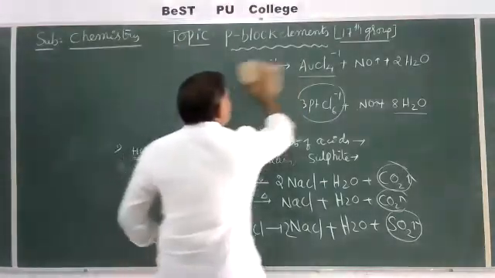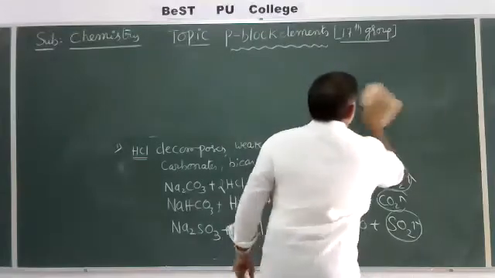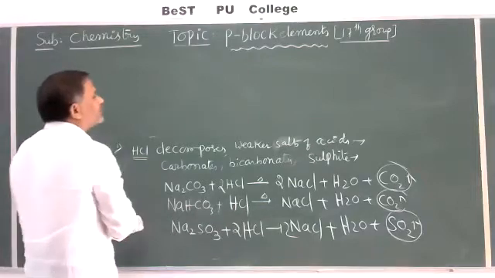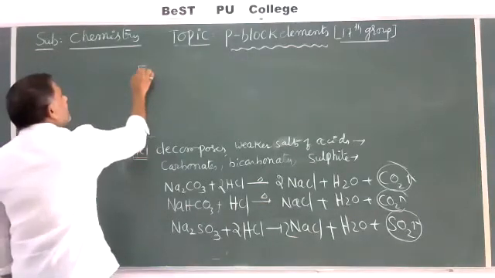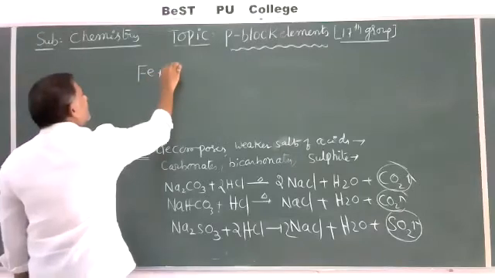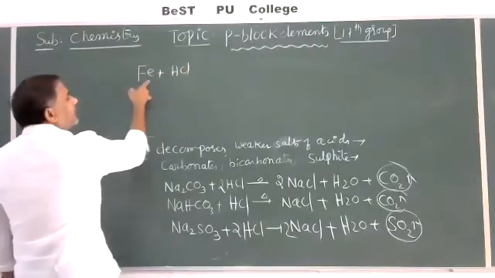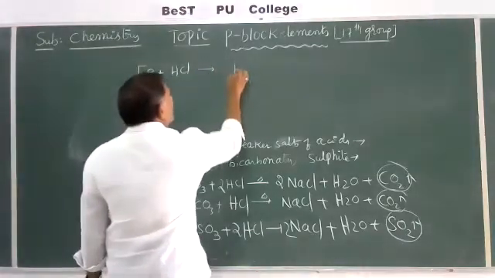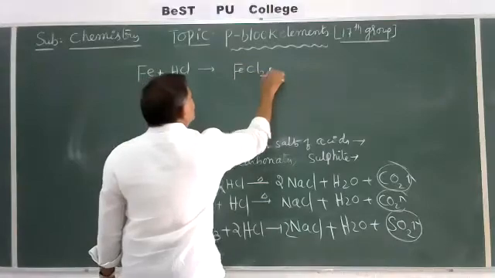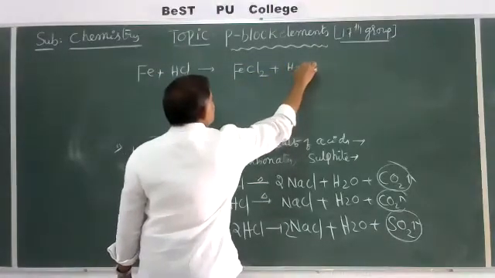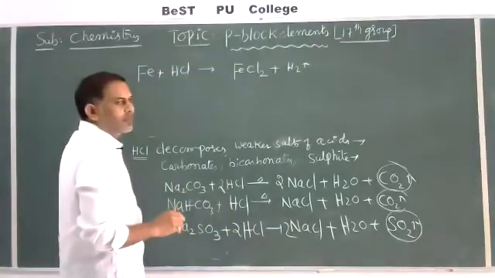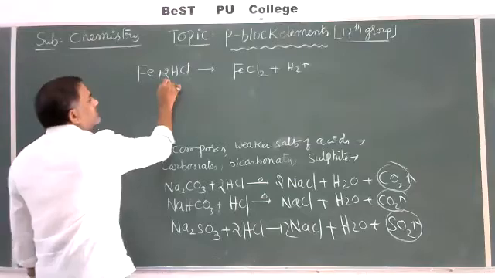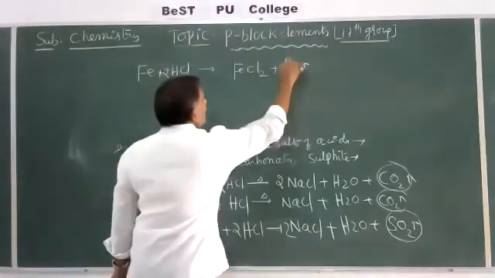Then one of the most important reactions, important for the objective: when iron is reacted with concentrated HCl, it gives the corresponding FeCl2, and hydrogen gas is liberated. Here take 2 moles of HCl, which gives FeCl2 plus hydrogen gas.